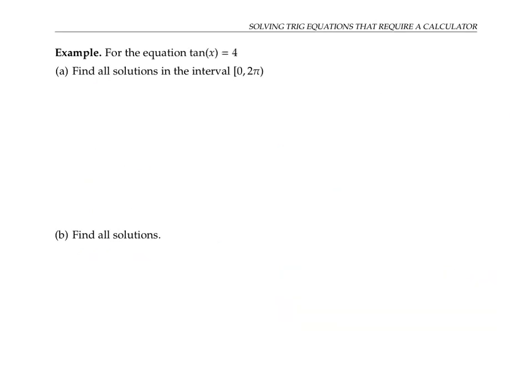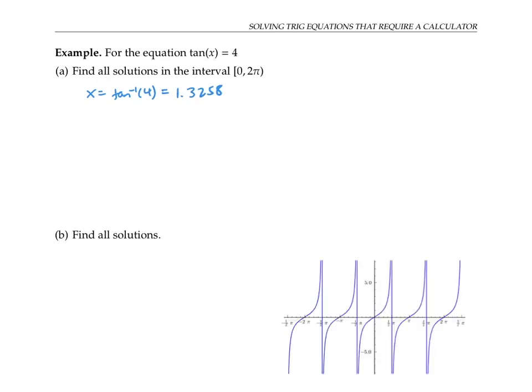Finally, let's solve the equation tan x equals 4. If we simply take x to be tan inverse of 4, which is 1.3258 radians, we'll get a single solution. But thinking about the graph of tangent and intersecting that graph with the horizontal line y equals 4, we see that there should actually be two solutions in the interval from 0 to 2 pi. This makes sense because the period of tangent is pi, so any one solution will get repeated by intervals of pi. It also makes sense by thinking about the unit circle.